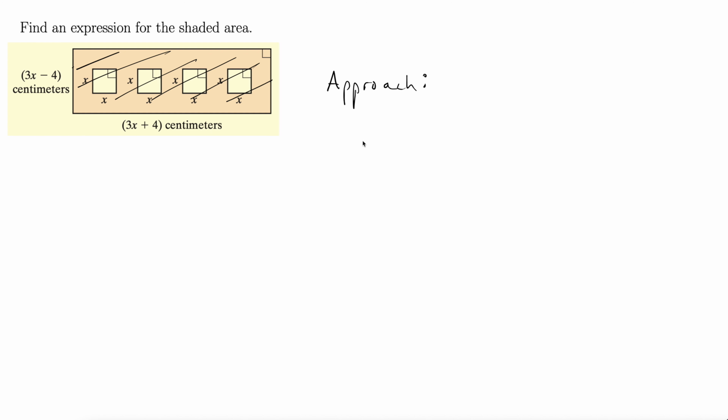Okay, our approach is, let's see if we can do it like this, area of the rectangle minus, well, there's four of them, so 4 times the area of a square. How about that? That's a nifty way of representing what's going to happen here. Okay, so first we need the area of a rectangle.